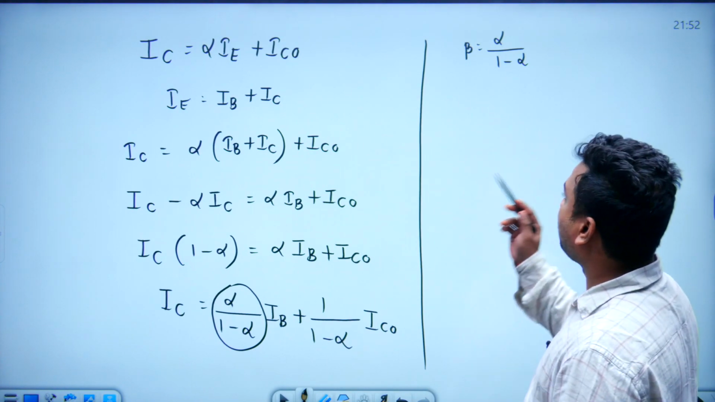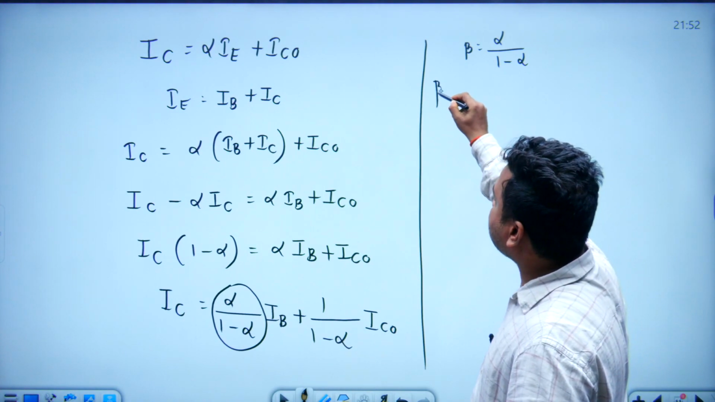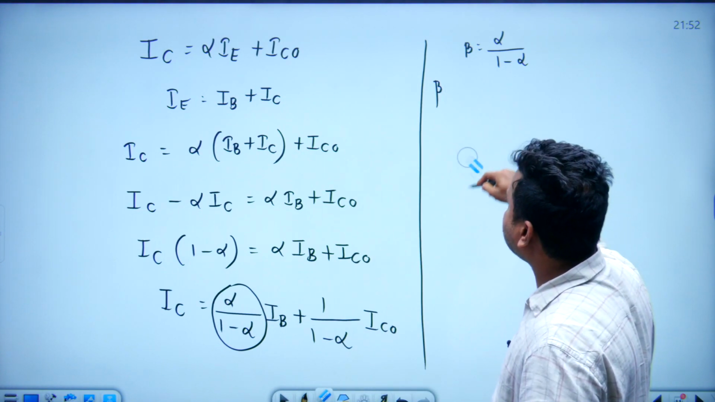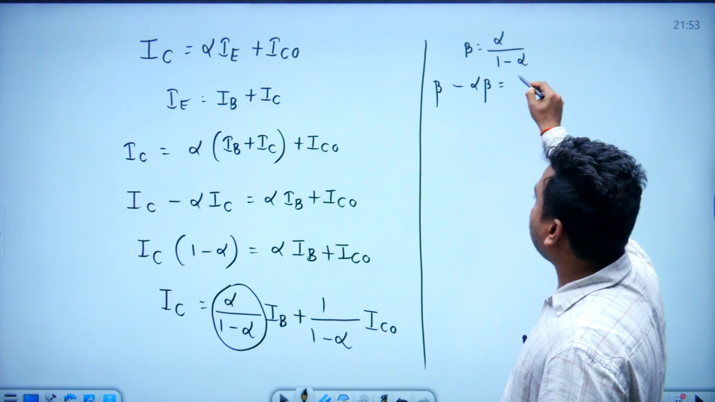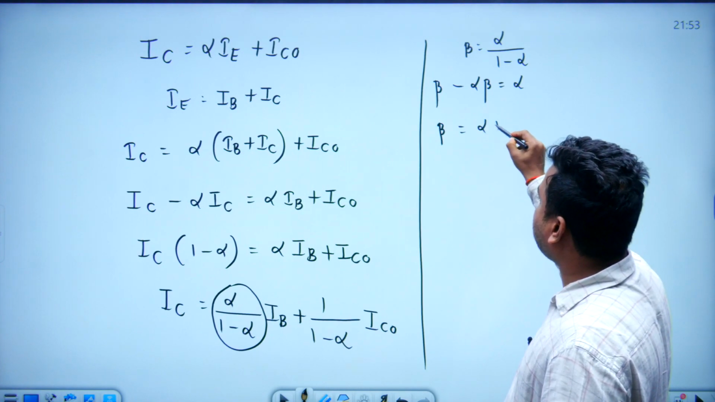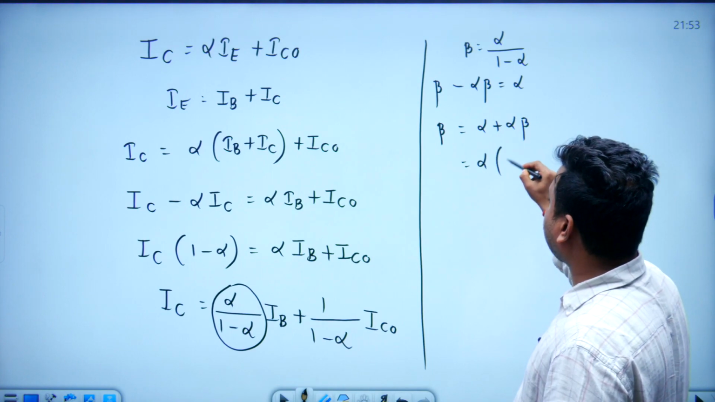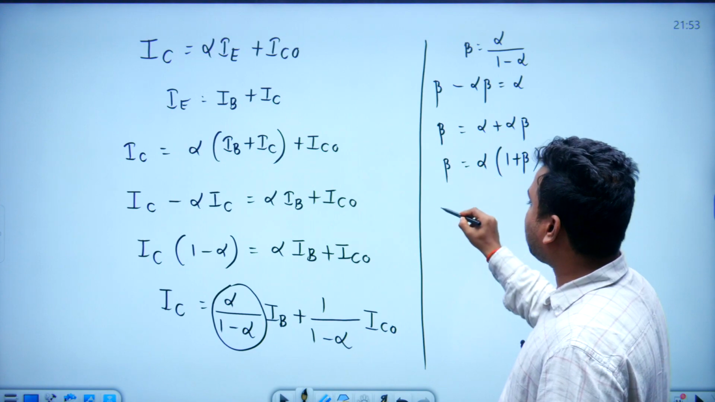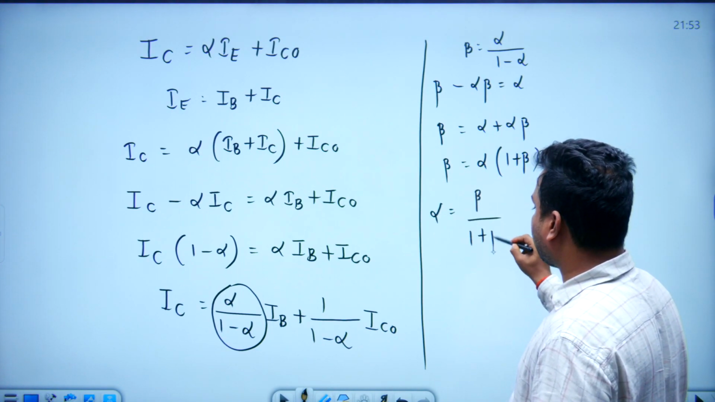For that, guys, first what we do is we'll cross multiply: beta minus alpha beta is equals to alpha. Now guys, beta is equals to alpha plus alpha beta. Take common alpha into 1 plus beta. So guys, what is alpha? Alpha is beta by 1 plus beta.